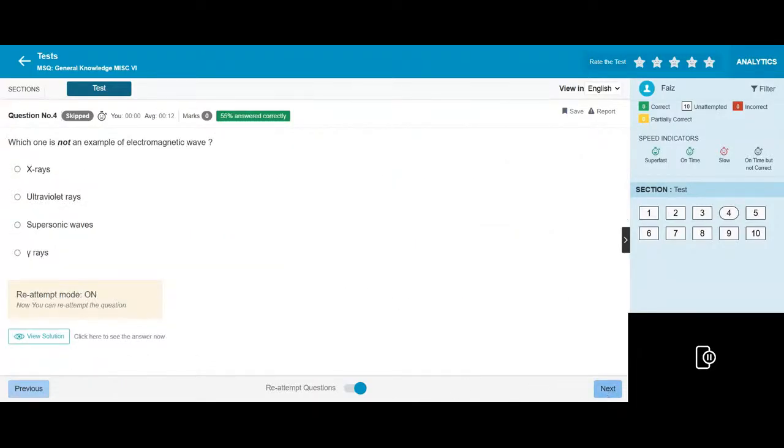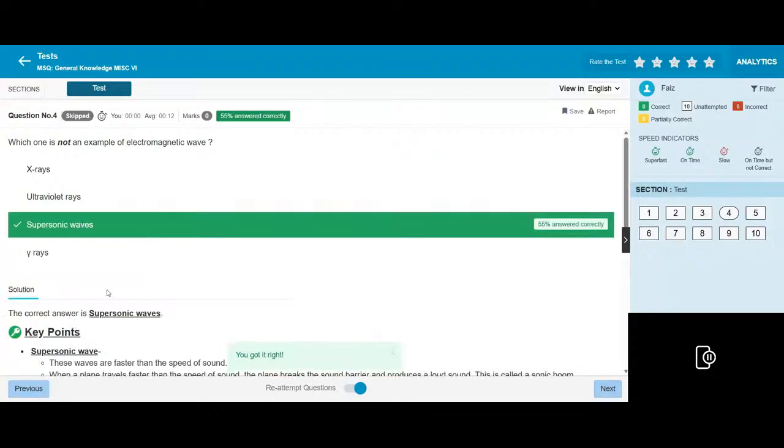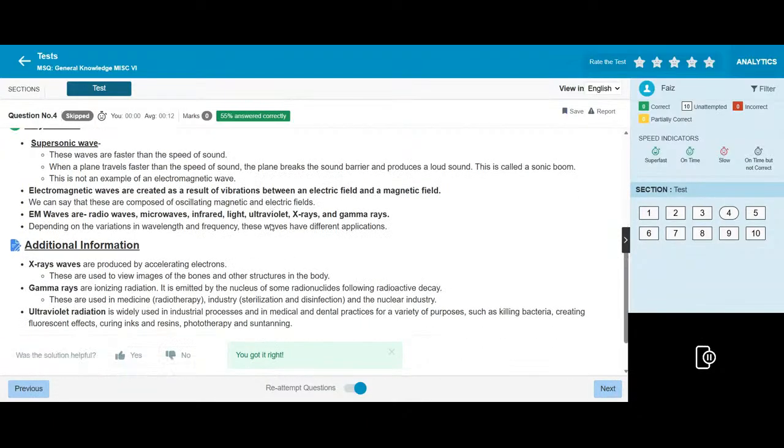Which one is not correct about examples of electromagnetic waves? Supersonic waves. Supersonic waves are faster than the speed of sound. When a plane travels faster than the speed of sound, the plane breaks the sound barrier and produces a loud sound. This is called a sonic boom. So, it is an example of sonic waves.